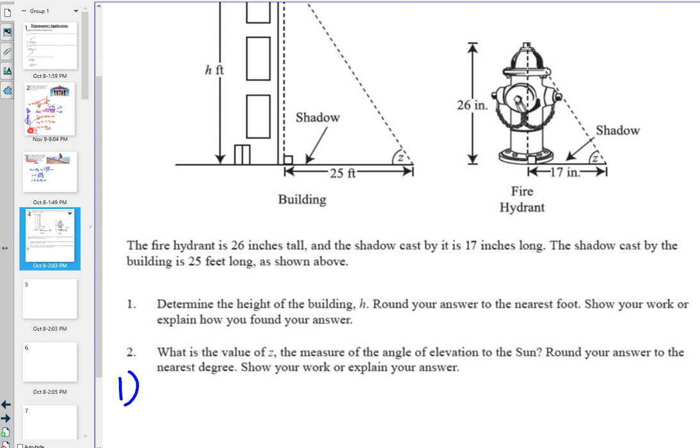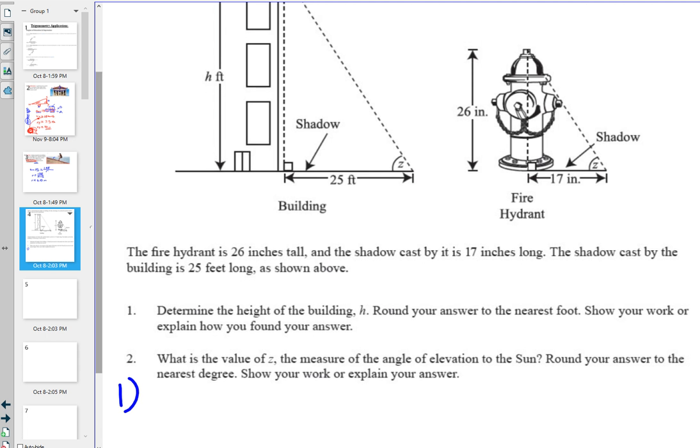Anytime you have similar polygons, corresponding sides are not congruent. Proportional. Yeah, the first one here is actually a proportion problem. So when you see it, you'll remember it. First, we've got to set a scale. For the scale, it looks like we have both shadows, so we can compare shadows in the scale.